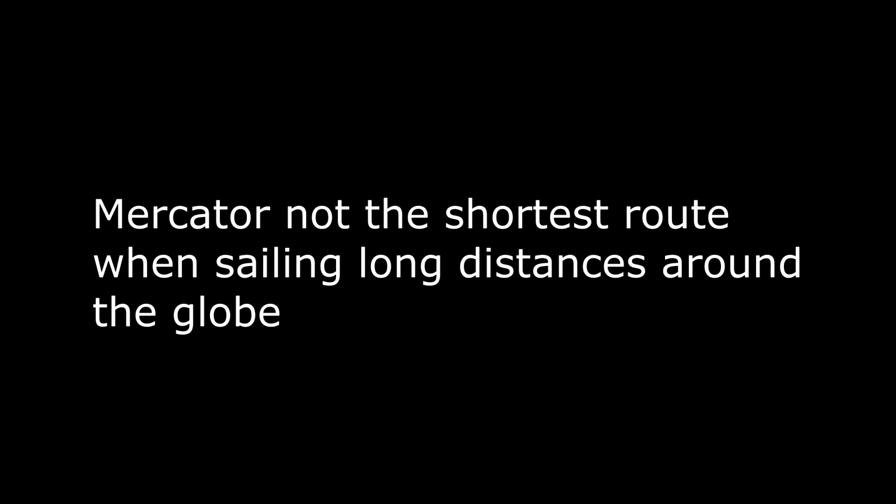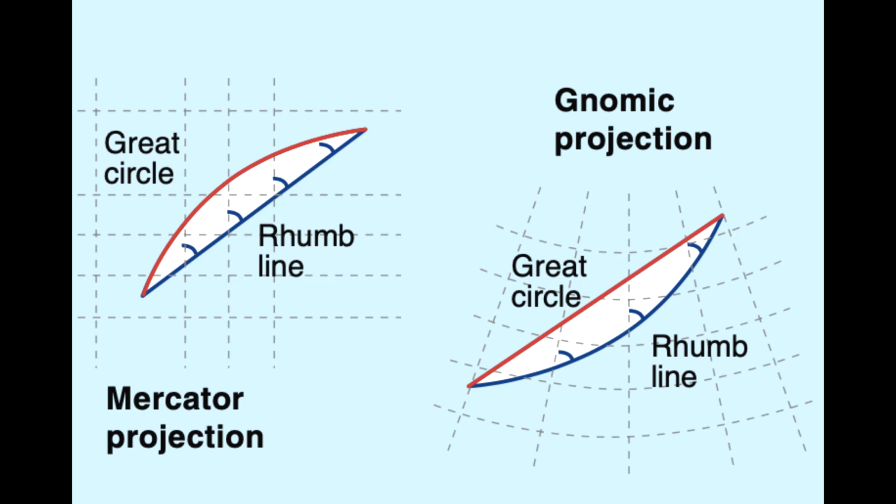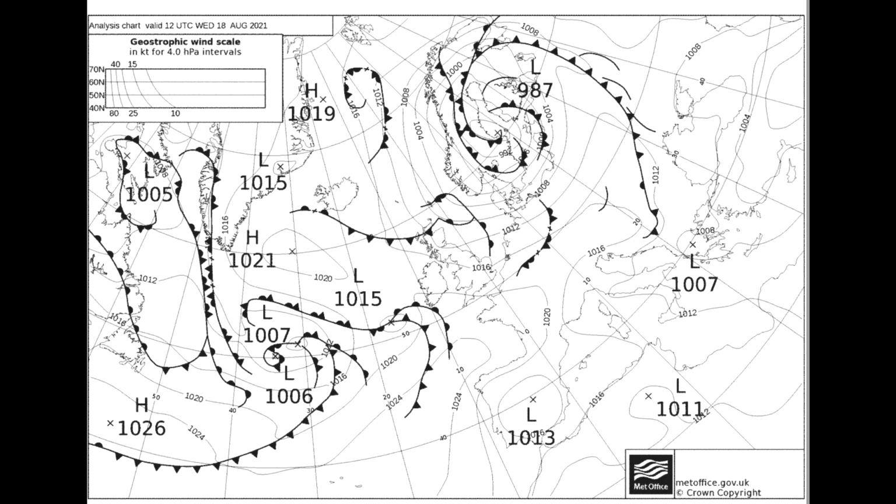And that is why, when sailing long distances, we use a chart with a gnomonic projection, where the lines of meridian converge towards the poles, and we work to what are called great circle routes. Synoptic weather maps for the Met Office use gnomonic charts, and you'll see these in Module 10.